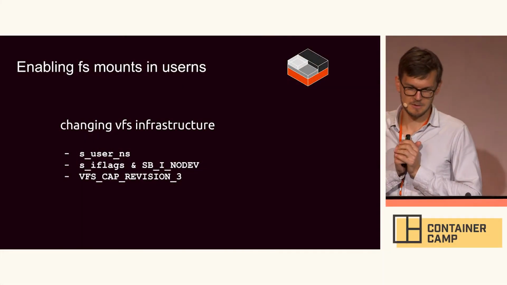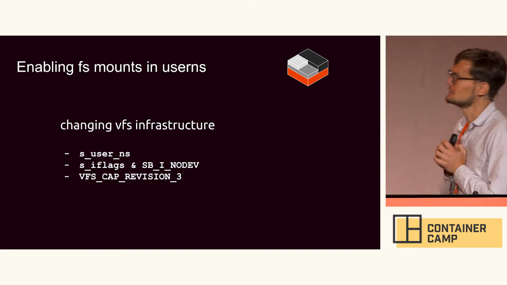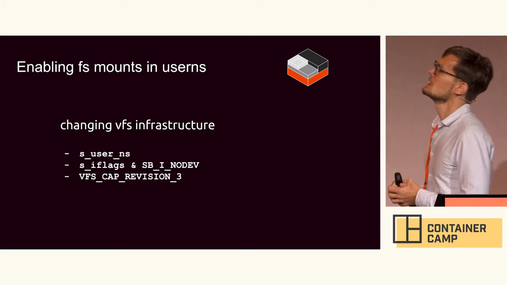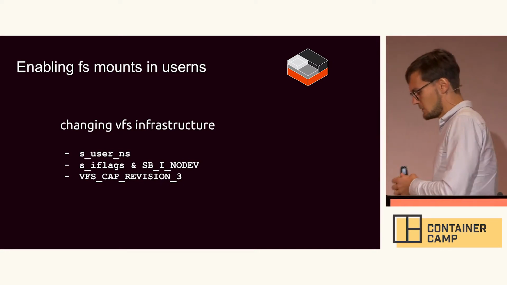Okay, so how do we enable file system mounts in user namespaces? Well, to make this possible, a lot of the infrastructure inside of the kernel needed to be changed over time. There's a bunch of people that have worked on this, and I'm going to mention them at the end.